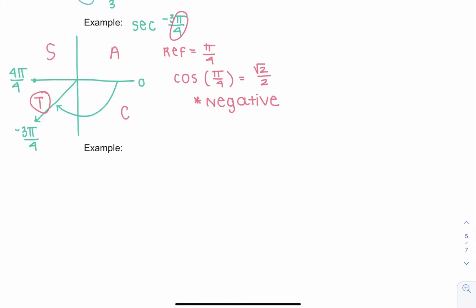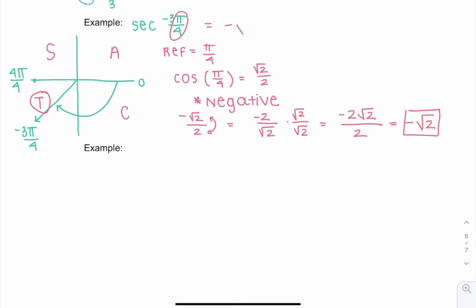And then I have to flip. So I take this negative square root of 2 over 2 and I flip it. So it becomes negative 2 over square root of 2, and I multiply by square root of 2 over square root of 2 to rationalize. So I end up with negative 2 square root of 2 all over 2, which turns into negative square root of 2. So my final answer is negative square root of 2.